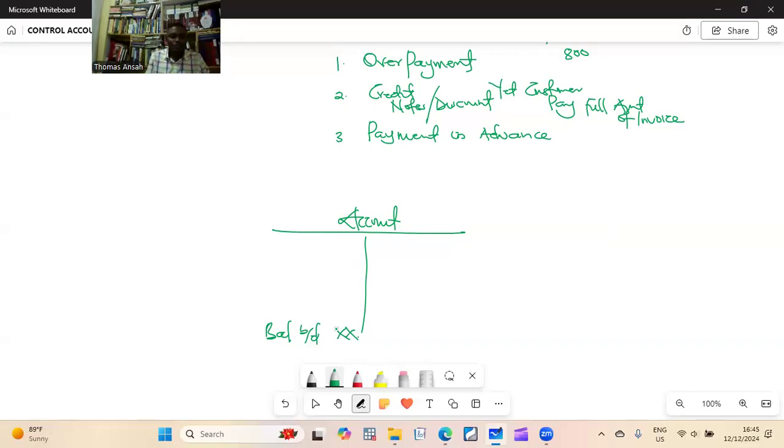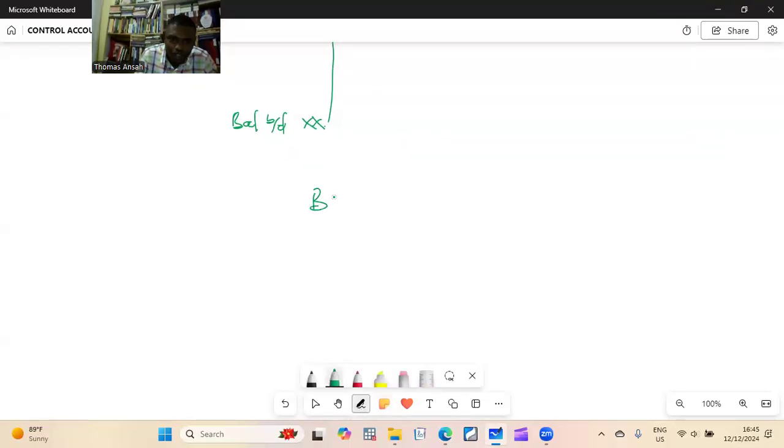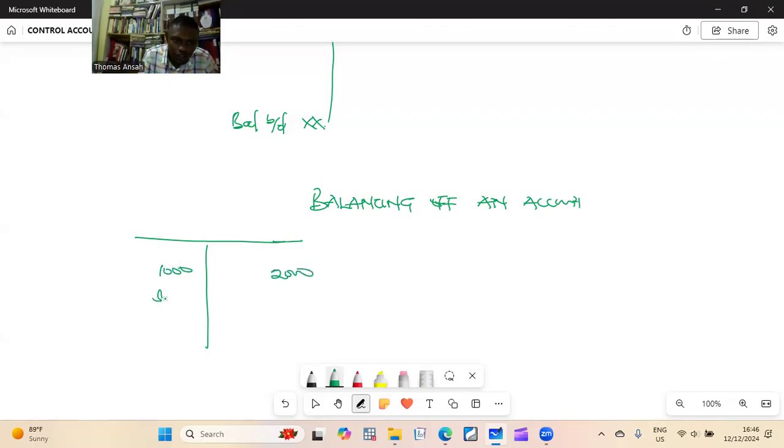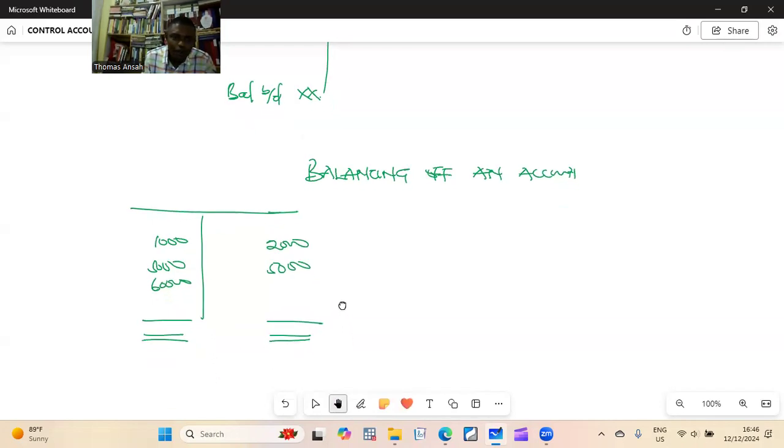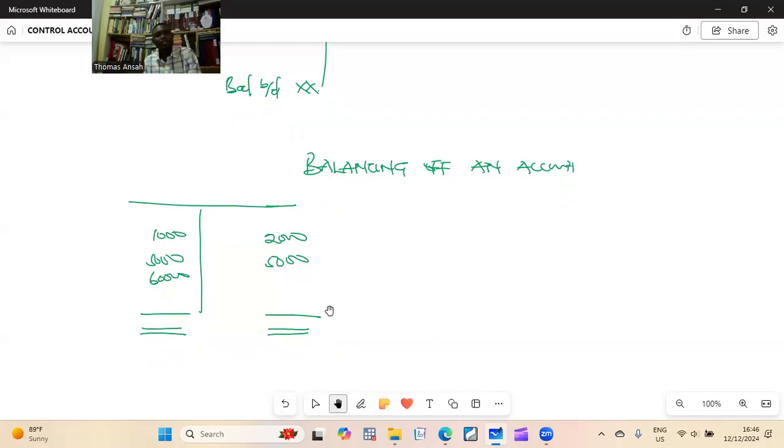Now, let's do a quick recap on balancing of an account. So let's say this is an account. And let's say I have 1,000, 2,000, 5,000, 6,000. Here is 5,000. And I'm supposed to balance this account. It means that the total here must be equal to the total here. That is what we mean by balancing of our account. The balance at the debit side should be equal to the balance at the credit side.